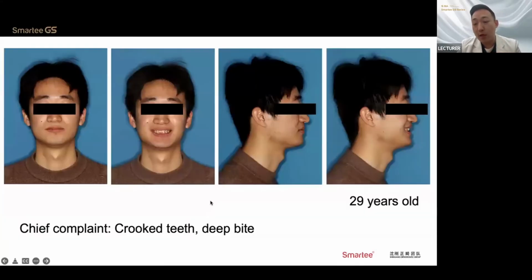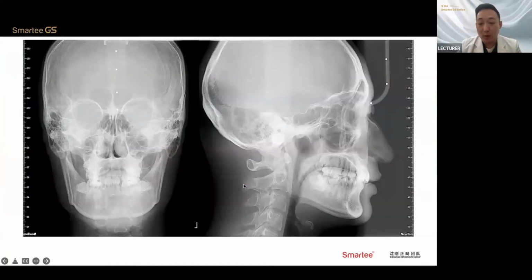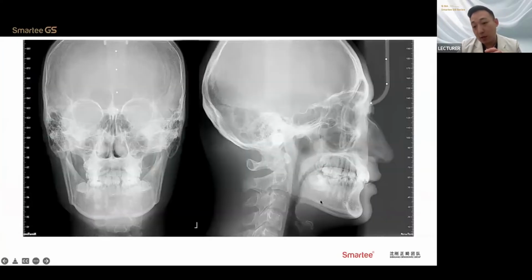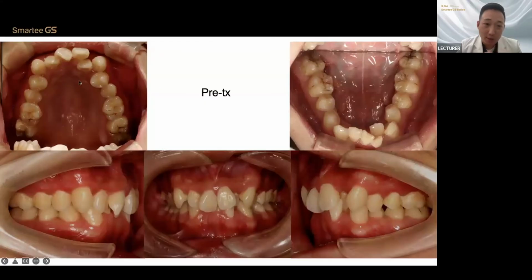Okay, here's a 20 years old young gentleman, and his chief complaint is crooked teeth and deep bite. And you can see the profile at the very beginning is not very bad, right? And his mandible is also a horizontal growth pattern. That's a good pattern for us to treat with S8 SGTB. But from the intraoral pictures, you can see there's a very severe crowding problem on the upper and lower dentition. And here is the class 2 canine molar relationship here.